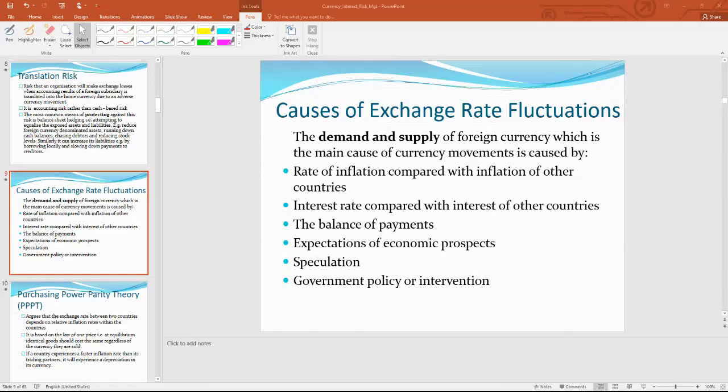Lastly, we have the point of speculation. Foreign currency is just like a commodity, so the black market might come in here. There might be holding of currency. Don't forget, in the case of holding of currency, supply in the market is going to decrease. You will remember this term: currency holding.